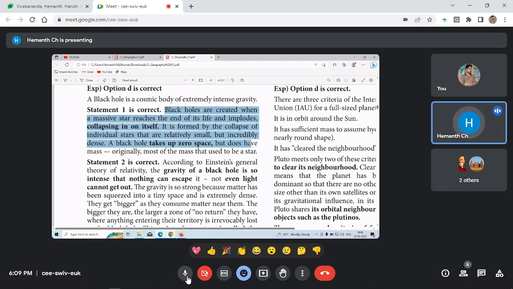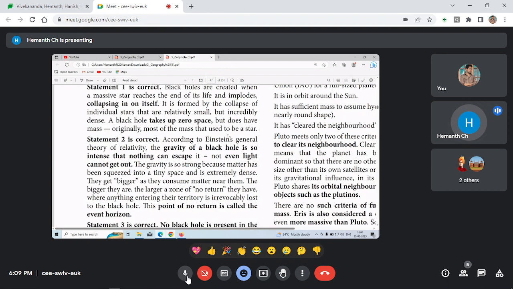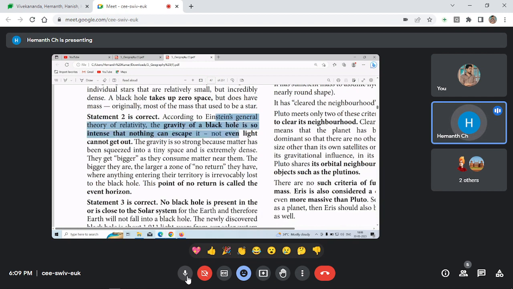A black hole takes up zero space but has mass, originally most of the mass that used to be a star. According to Einstein's general theory of relativity, the gravity of a black hole is so intense that nothing can escape it, not even light. The gravitation is so strong because matter has been squeezed into a tiny space and is extremely dense.